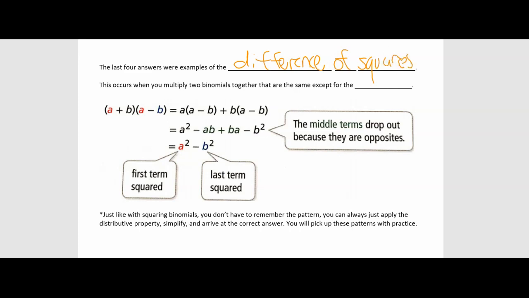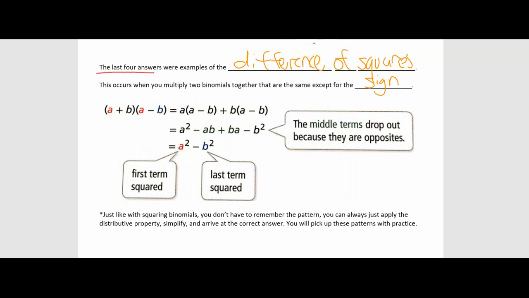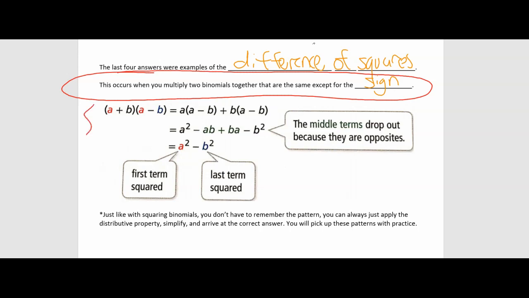This occurs when you multiply two binomials together that are the same except for the sign. So we'll talk a little bit more about what the difference of squares represents in a future lesson. What you want to focus on, right, is this has to be true for you to use this shortcut. The two binomials have to be the same except for the sign. And this work right here just kind of shows you what's going on.